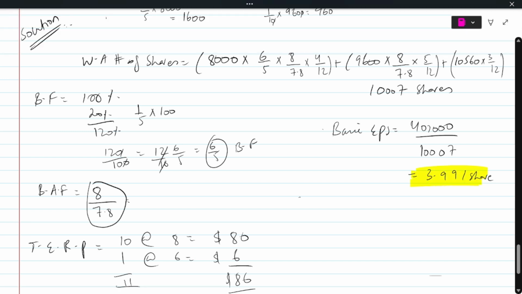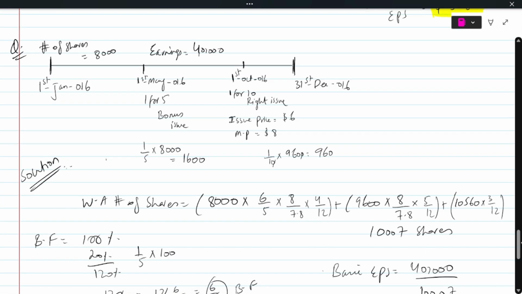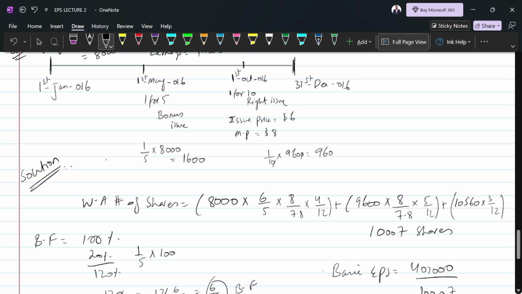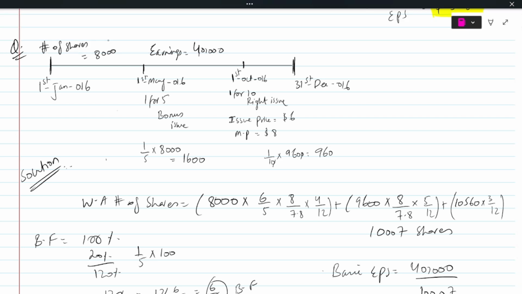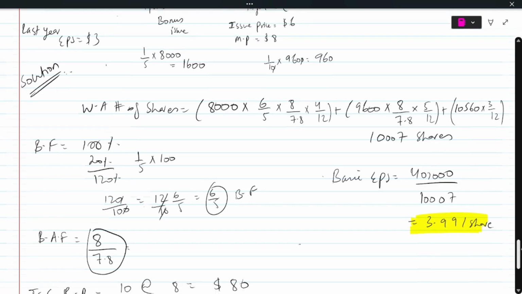Now let's say, just to further extend this question, because I want you guys to know everything, I am just going to extend this question a little bit by asking that if the question would have asked you to calculate the restated EPS, how would you do that? So let's say the question gives you last year EPS as $3, and it asks you to calculate the restated EPS. How would you do that in this case?